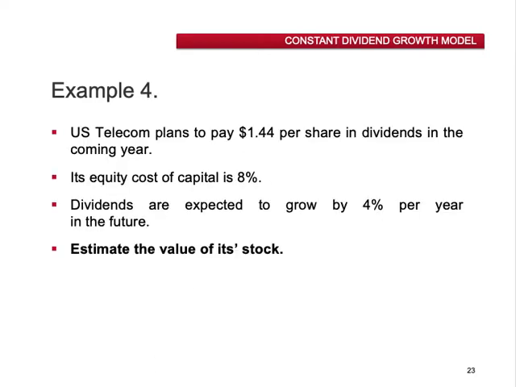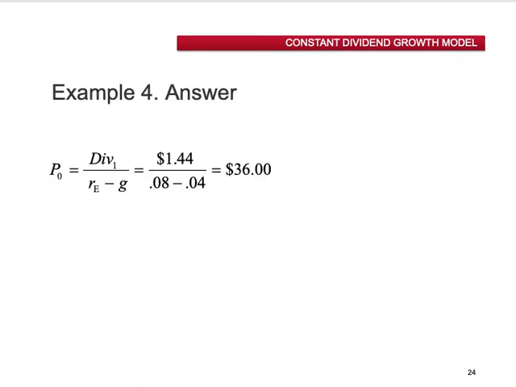Let's have a look at another example, example number 4. US Telecom plans to pay $1.44 per share in dividends in the coming year. Equity cost of capital is 8% and the growth rate is 4% until infinity. Estimate the value of its stock. Good luck. The answer of example 4: the price of US Telecom is driven by the size of its future dividend, which is $1.44, its cost of equity and its growth rate. And as a result, the stock price at T0 is $36.